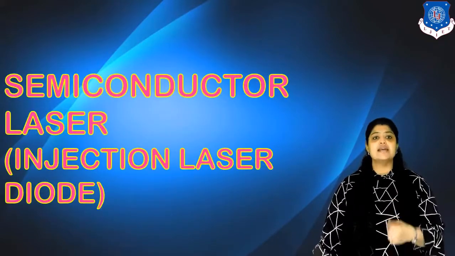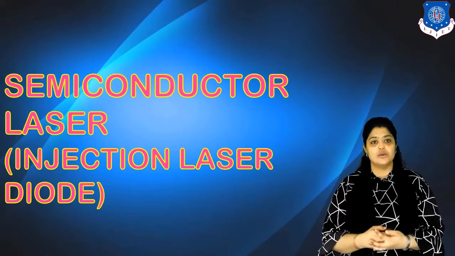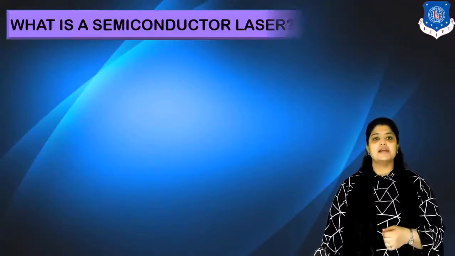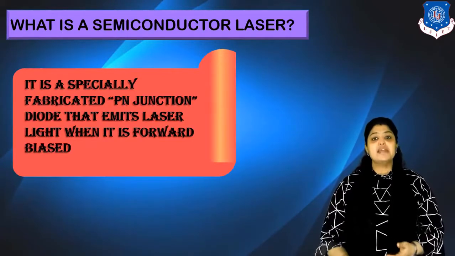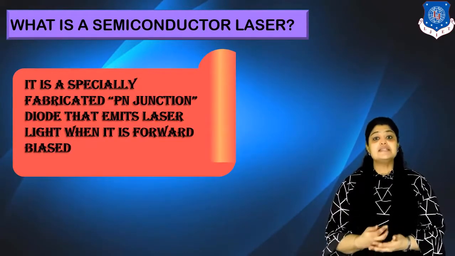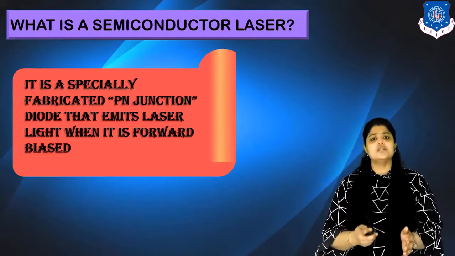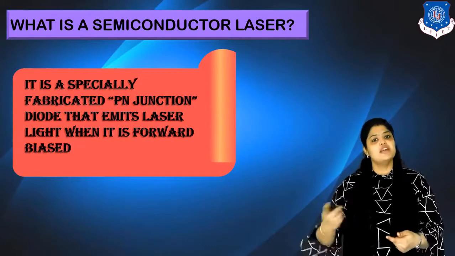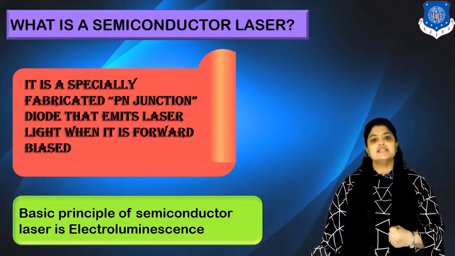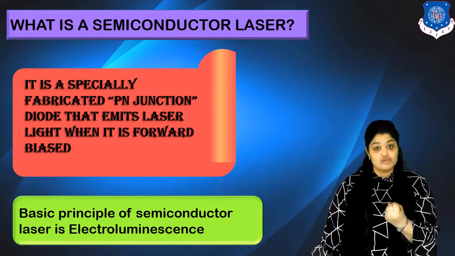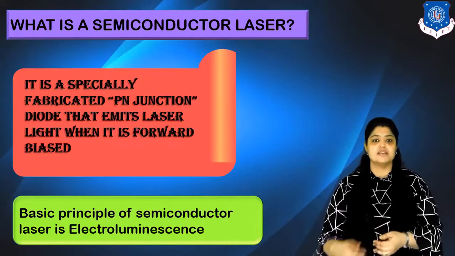So with this, I start with the semiconductor laser, which is also known as the injection laser diode. What is a semiconductor laser? It is a specially fabricated PN junction diode which emits laser when it is forward biased. So it is basically a PN junction diode only which is emitting a laser beam when it is forward biased. The basic principle of semiconductor laser is electroluminescence: by absorbing electric current, emission of light. So the principle is electroluminescence.